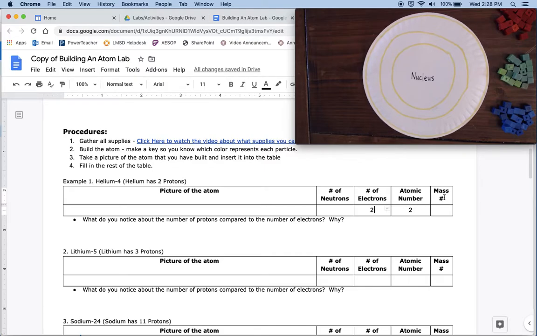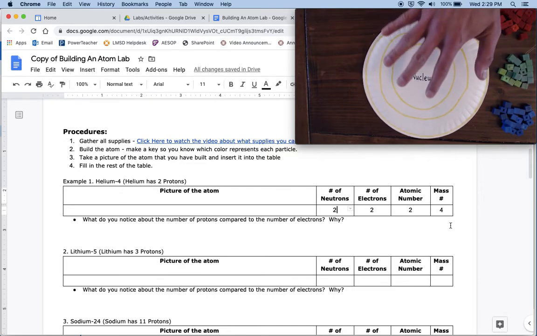The next ones are mass number and number of neutrons. Those come from here, the number right after the element. It says helium-4, and that 4 tells me the mass number. Remember, the mass number is what's inside the nucleus, and what's inside the nucleus is protons and neutrons. So since I have 4 protons and neutrons in total, and I know I have 2 protons, I know I must have 2 neutrons, because 2 plus 2 equals 4. So that's how I got that.